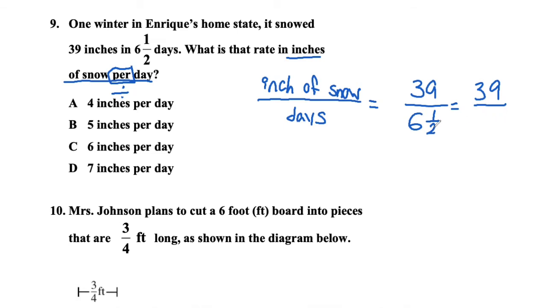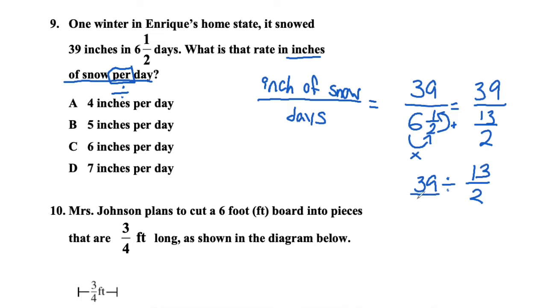We do that first by leaving the denominator the same, or the bottom. And then to find the top, we need to do the whole number times the denominator. 6 times 2, which is 12. Then you add that number to the numerator. 12 plus 1 is 13. Once we have this fraction, I'm going to rewrite it. 39 divided by 13 over 2.